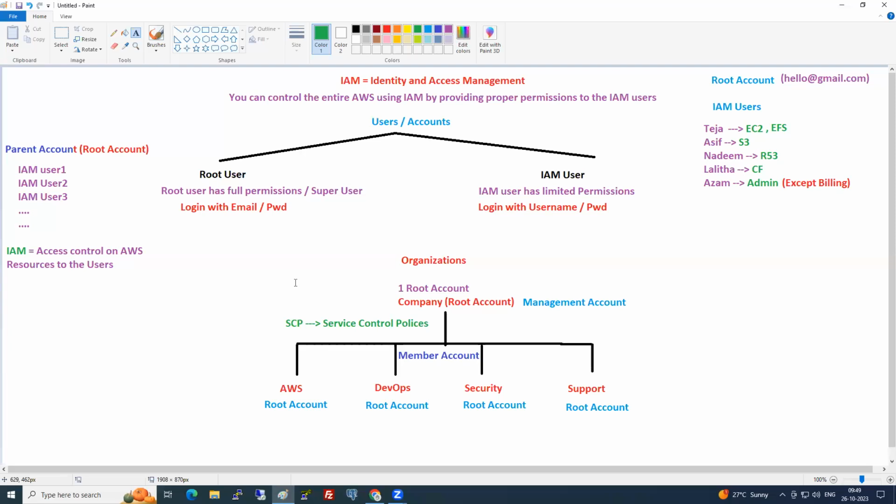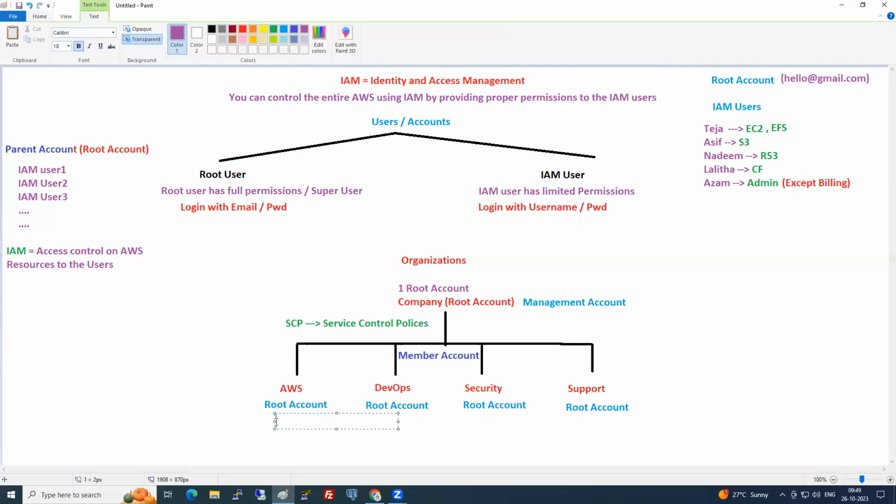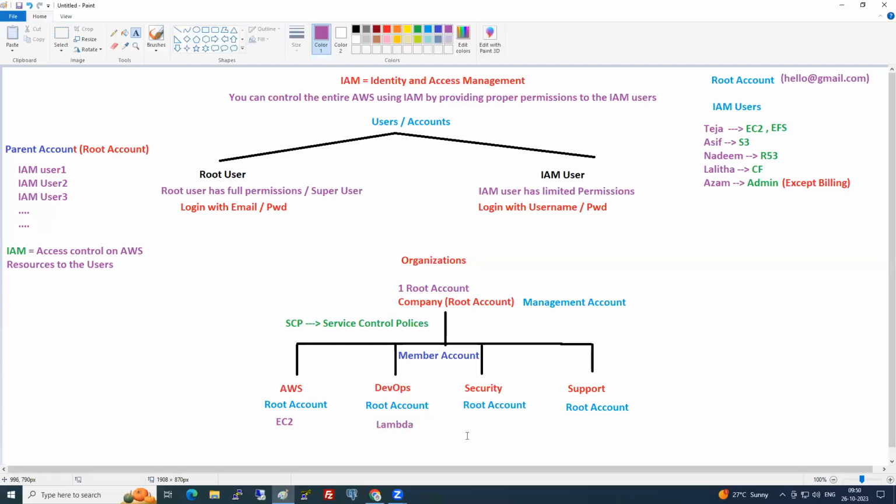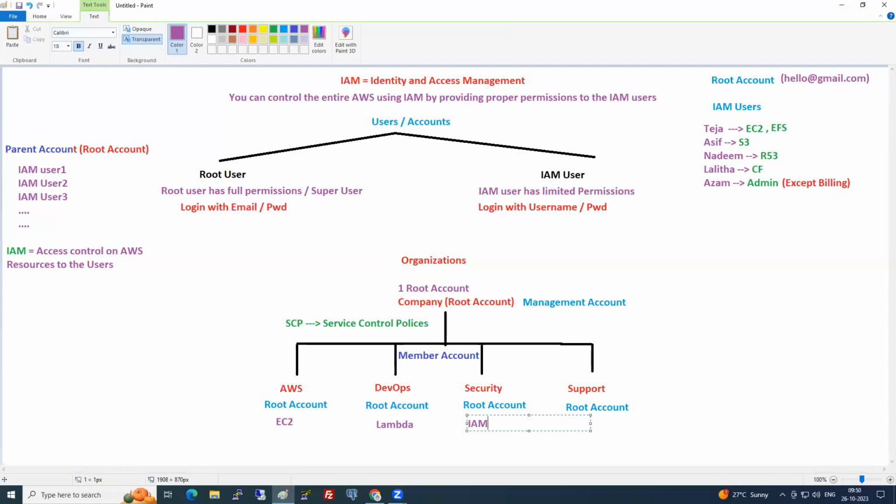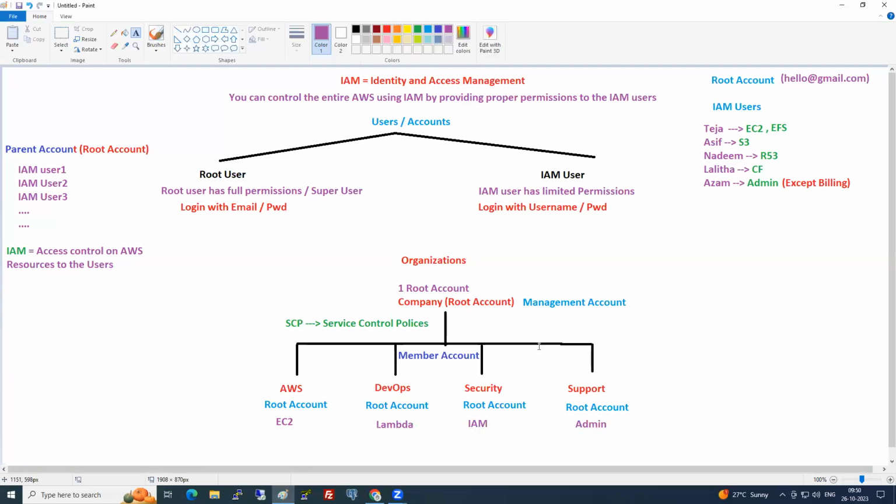Is it clear? Okay, now, as this is a root account, it is my wish that I can give full permissions or only limited permissions. Yes or no? Yes. Can I give only EC2 permissions for this AWS account? For DevOps, I'll give Lambda permissions. For security, I'll give IAM permissions. For support, can I give admin permissions like this? Yes, I can control, my wish.